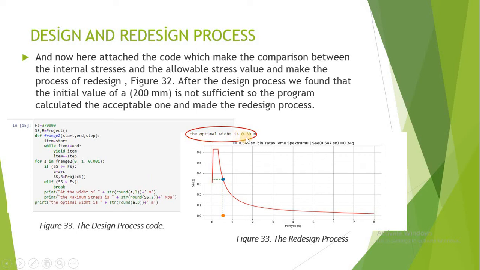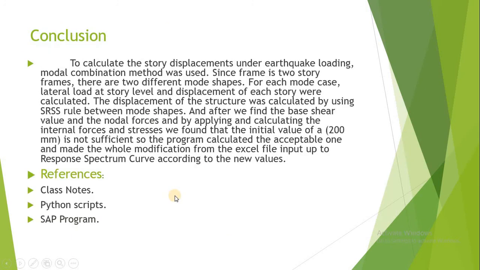So about 0.4 meter is the sufficient dimension. The previous one was 0.2, so it increased from 0.2 meter up to 0.4 meter. The corresponding period here is about 0.55 second for this dimension. After that we calculate the new response spectrum coefficient corresponding to this value of period.